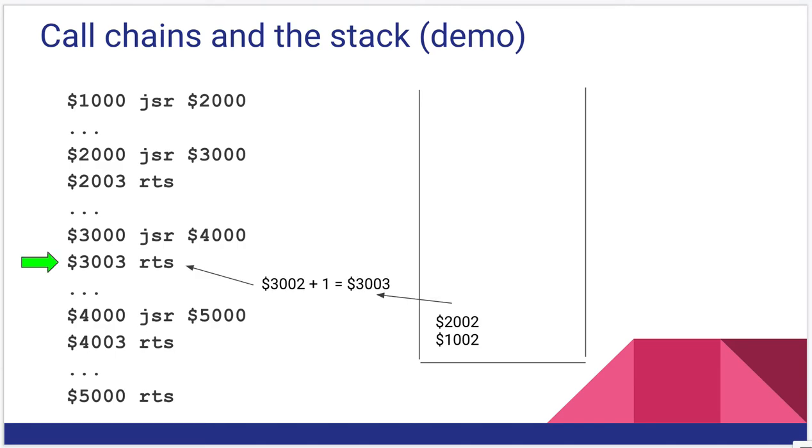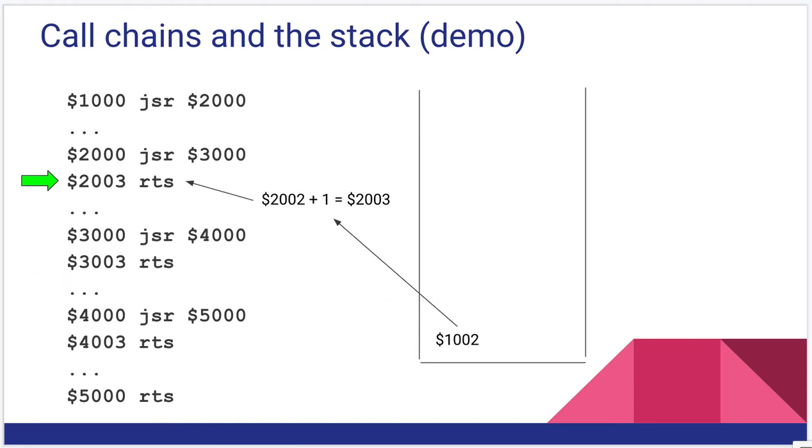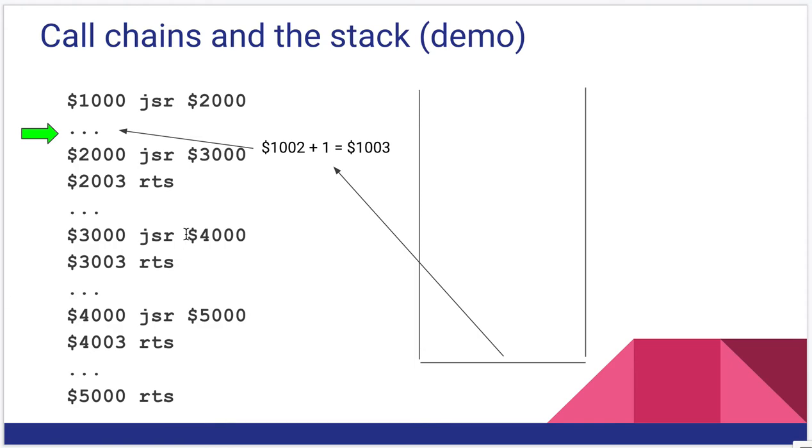So we pop an address off the stack, in this case it was 3002, and we add one to that to get 3003. Now we're here, and of course we've got another RTS because of the way we set this up. So we pull our 2002 off the stack, add one to it, and it sends us to address 2003, which of course is another RTS. So we once again pull from the stack, get our 1002, add one, and then our next instruction executed will be 1003.